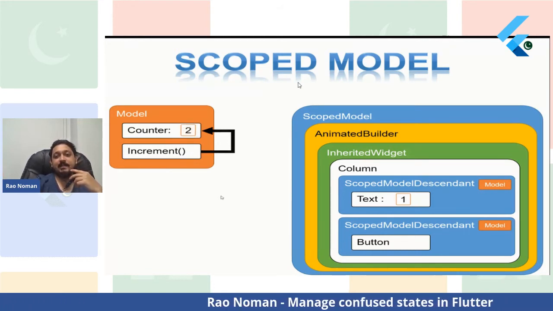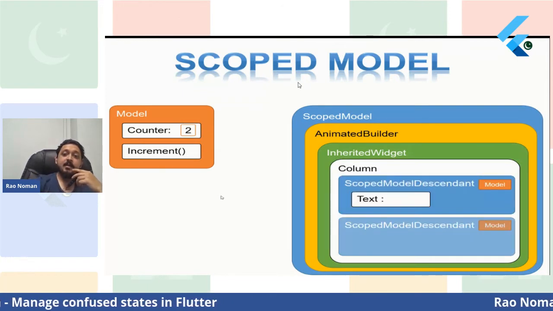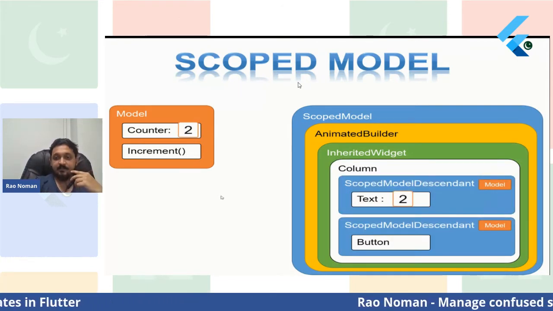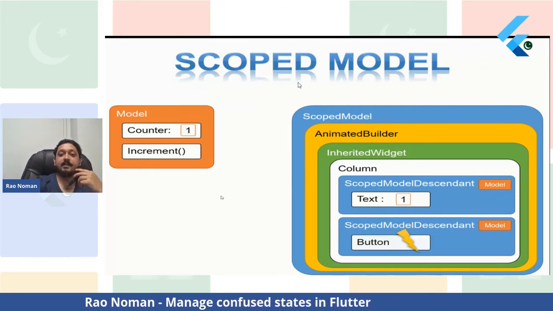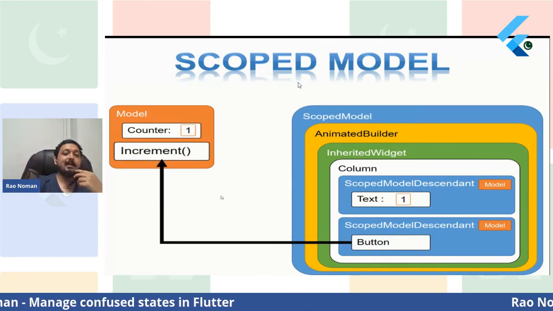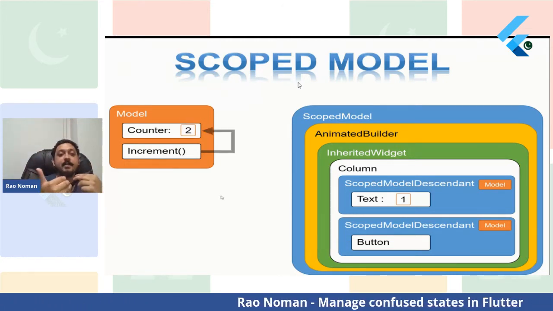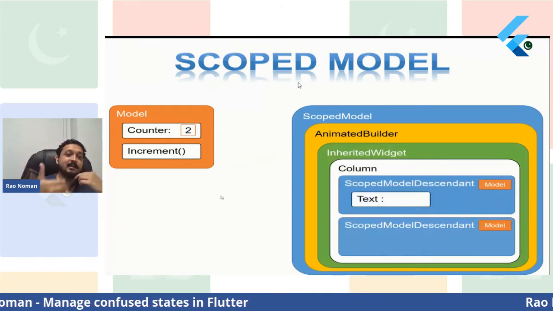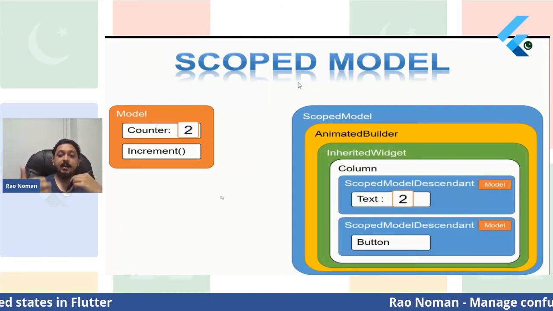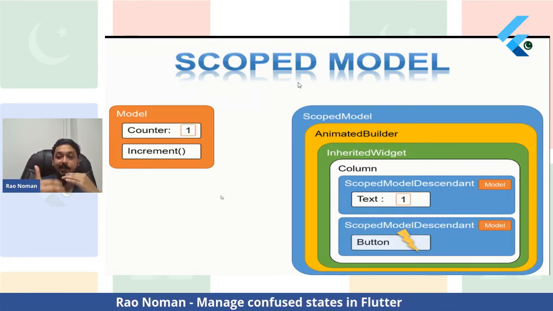My scope model has an animator with an inherited widget. The inherited widget is just a widget which wraps my widgets, which have text and a button. The button is what the user interacts with, and the text is what the user is shown. So whenever I click the button, it will call an increment event, right? What does the increment event do? The increment event just changes the state of the counter in the model. So whenever there is a change in the counter, it will notify a listener, and it will automatically update the state of the text.